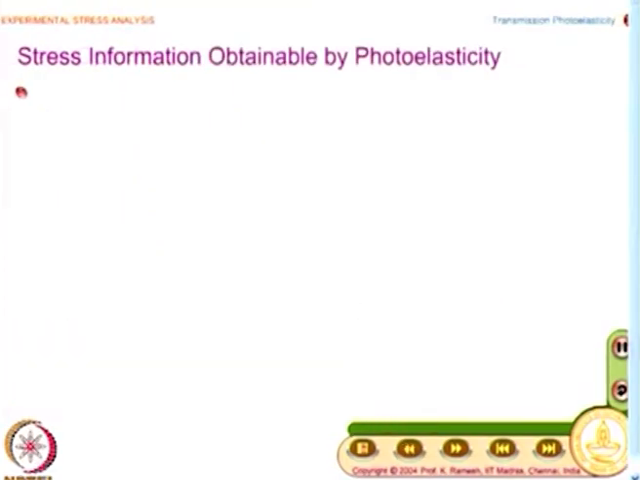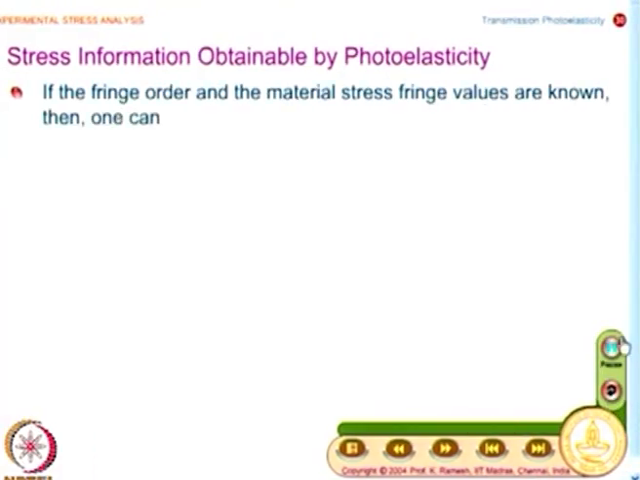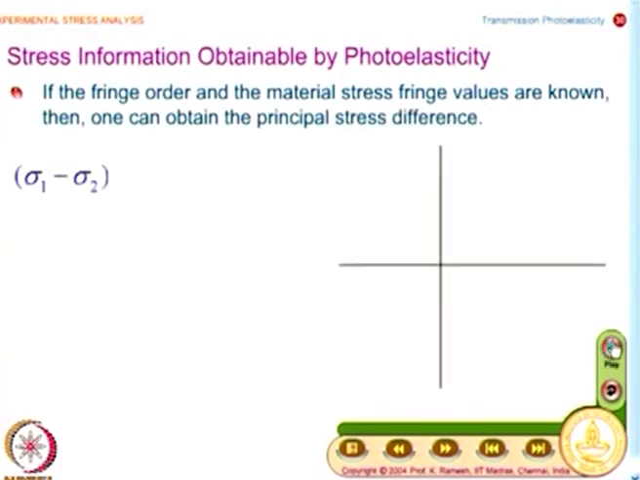But even before getting to the details, we can find out from our strength of materials knowledge, what information can I extract if I know these two quantities? That would be of interest, because even before we do an experiment on photoelasticity, you can be assured what I can get as information from the stress analysis point of view, to the extent possible. So, that is what we will see in the next slide. So, what is the stress information obtainable by photoelasticity?